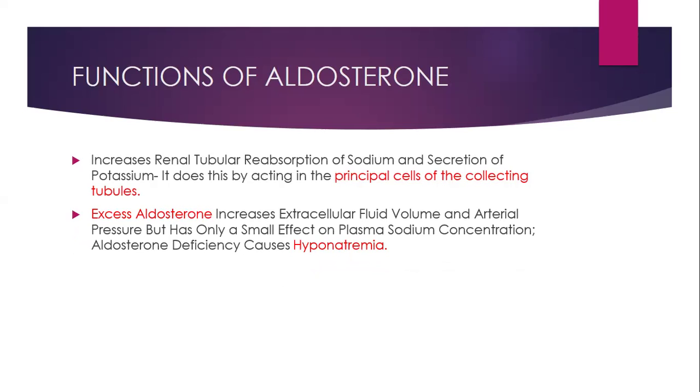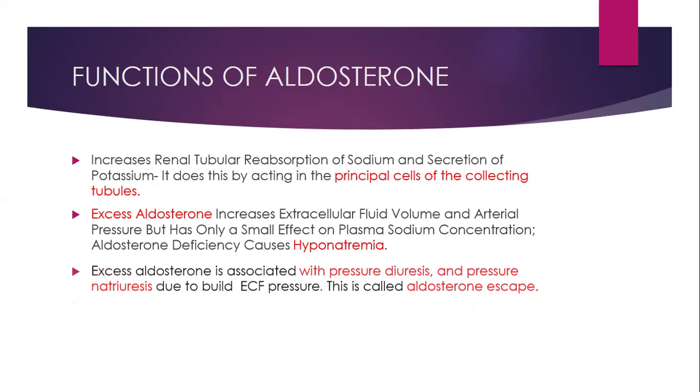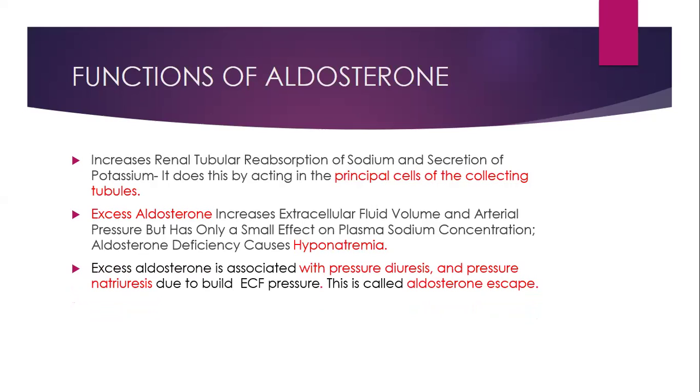So at this point, we can see that excess aldosterone will lead to increased ECF volume, following the fact that a lot of sodium ions will be reabsorbed. This will increase the osmolarity of the ECF, hence water will flow into the ECF by osmosis. But again, intriguingly, aldosterone deficiency can cause hyponatremia, where we have low sodium levels below 135. Excess aldosterone, again, is associated with pressure diuresis and pressure natriuresis, what we otherwise call aldosterone escape.